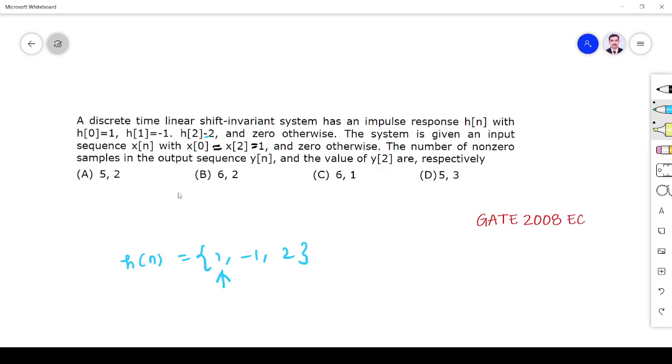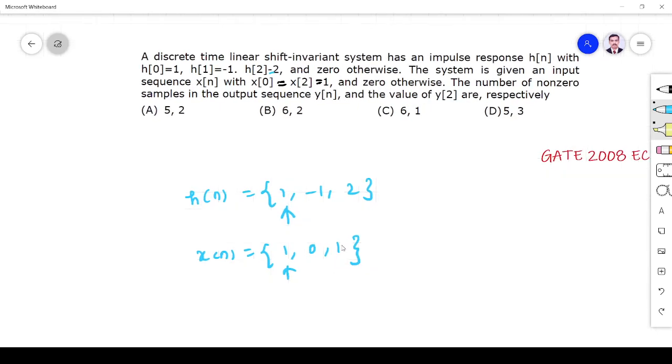The system is given an input sequence x of n, with x of 0 is 1, x of 1 is not given so 0, and x of 2 is 1. The number of non-zero samples in the output and y of 2.